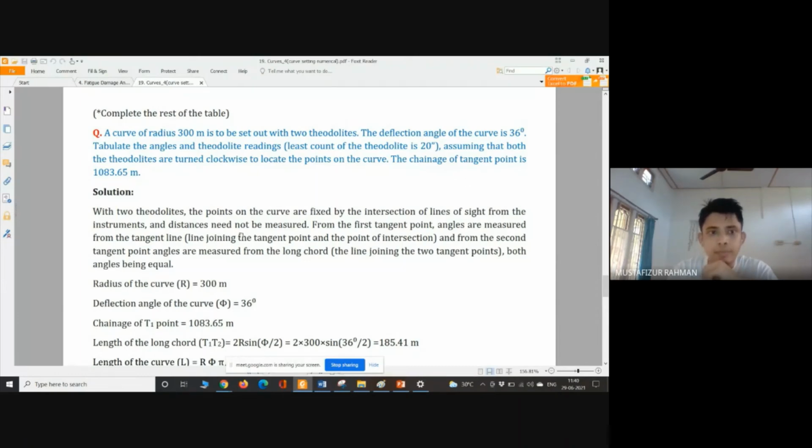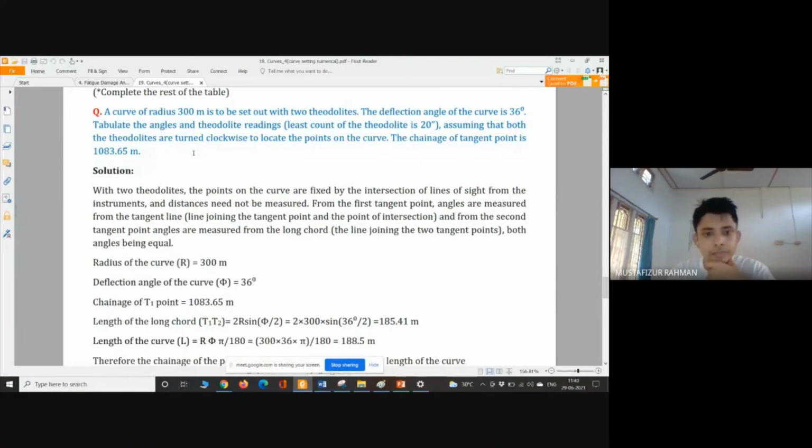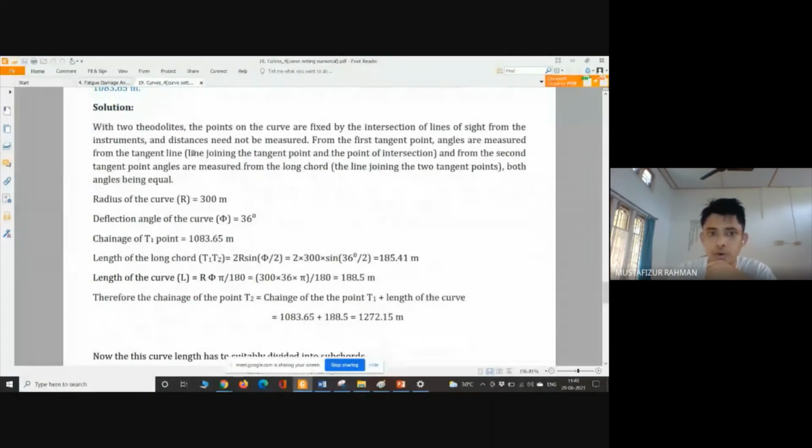And chainage of the tangent point is given. So basic data is radius and deflection angle, those are given. If those are given, we have formulas. With those formulas, we can find out the length of the long chord, remember, the straight line between the T1 and T2 points. We can also find out the length of the curve. We can also find out the chainage of the T2 point, because chainage of the T1 point is given and length of the curve is now known. We can find out what will be the chainage of the T2 point.